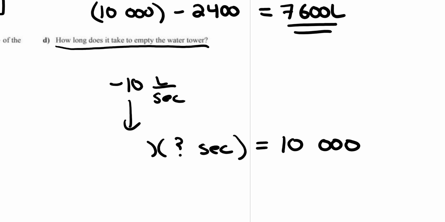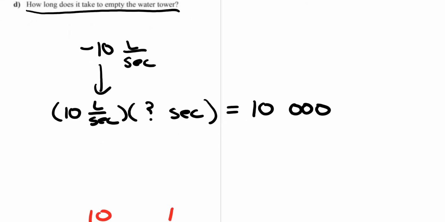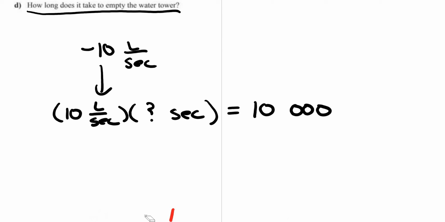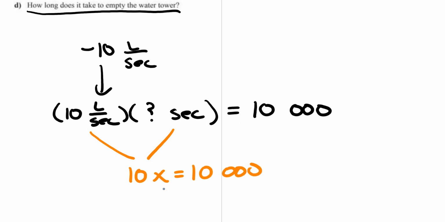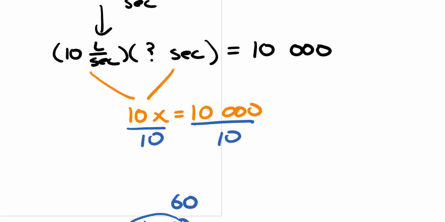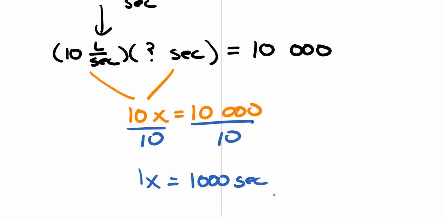Let me write this as 10 liters per second here, and how many seconds do we need to get to 10,000 liters, because 10,000 liters is in the tank. This is the same thing as solving 10x = 10,000. Then you divide both sides by 10, and x would equal 1,000 seconds. So it takes 1,000 seconds to lose 10,000 liters.